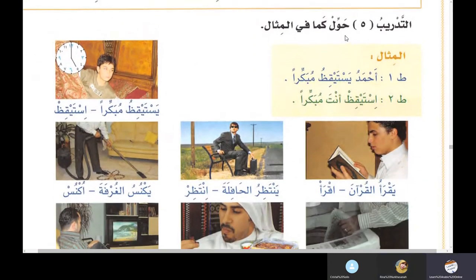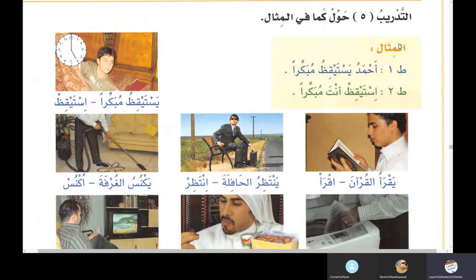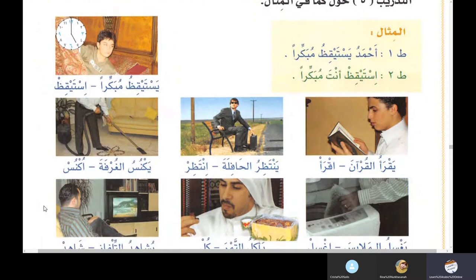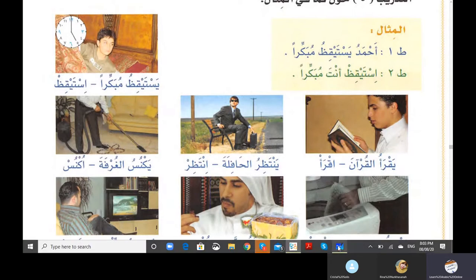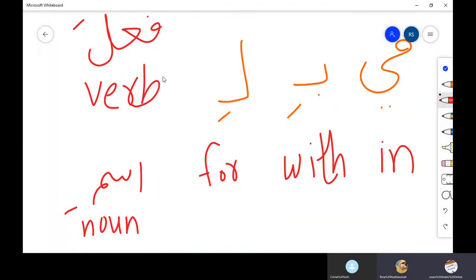تدريب الخامس, fifth exercise. How will كما في المثال change? Like we did in the example. طالب الأول: أحمد يستيقظ مبكرا, Ahmad wakes up early. طالب الثاني: استيقظ أنت مبكرا, you wake up early. Do you know what is fi'l? What is fi'l? Verb. What is it?